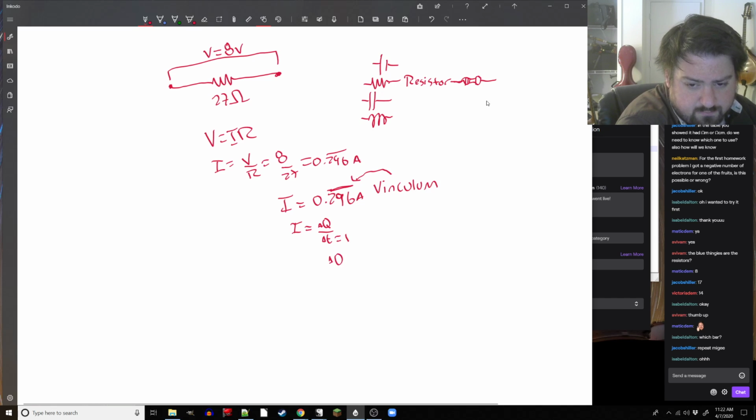So delta Q is going to be 0.296 vinculum amps times 1 second, which is going to be equal to 0.296. Anyone remember the unit here? Amps times seconds. Amp seconds is coulombs. Hooray for charge. And then to get the number of electrons, we're going to divide this by the elementary charge.